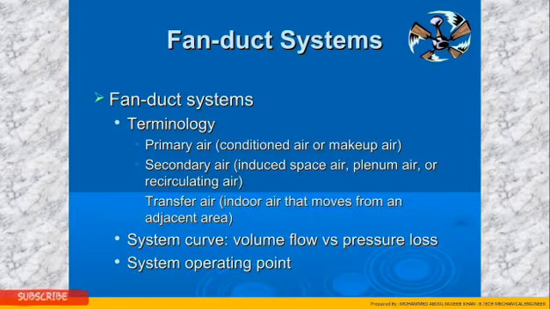Fan-duct system. Terminology. Primary air, conditioned air or makeup air. Secondary air includes space air, plenum air or the recirculation air. Transfer air, indoor air that moves from an adjacent area. System curve. Volume flow versus pressure losses and system operating points. Now the primary air is the conditioned air or the makeup air which is required in a conditioned space. The secondary air might include the space air, plenum air or the recirculation air.